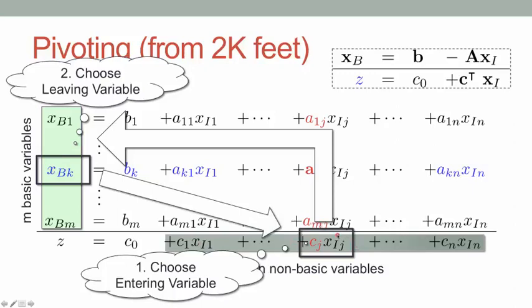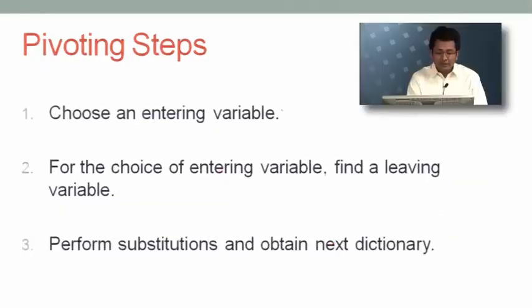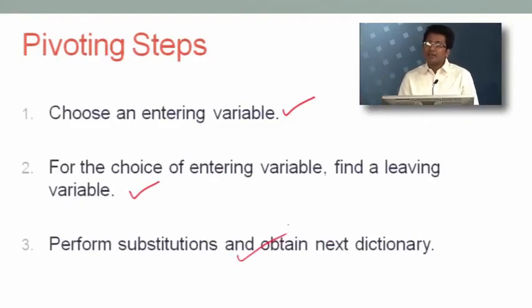Okay, and so what we do is we reorganize the dictionary. So xij ends up here and xbk ends up here. And this process of reorganizing the dictionary is called pivoting. Okay, therefore to summarize, pivoting involves three steps. Choose an entering variable. For the choice of entering variable, find a leaving variable and perform substitutions to obtain the next dictionary. Three steps, and with these three steps, you will be the absolute expert in pivoting. So let's get there.